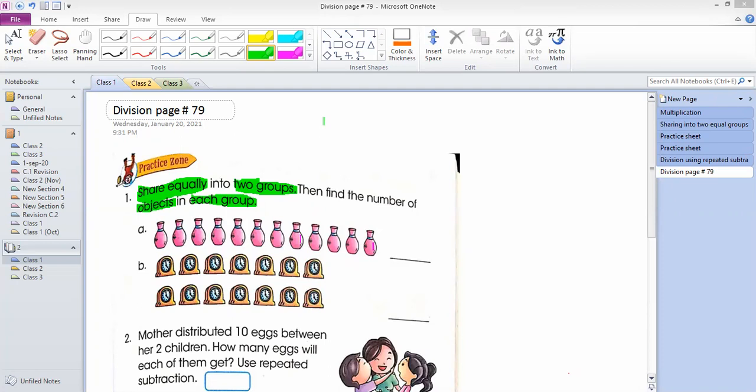Siddi Ghalib. Yes, Siddi Ghalib, I want to share these vessels into two equal groups. Can you help me? 12 division 2 equals 6.